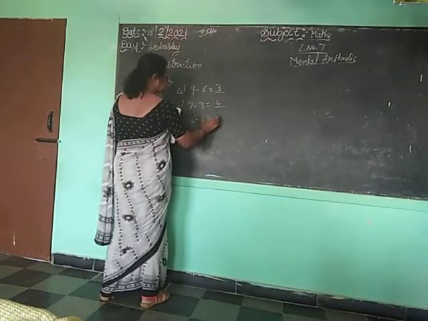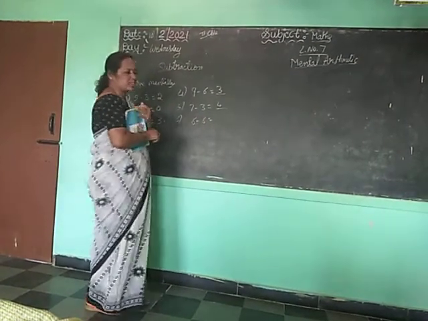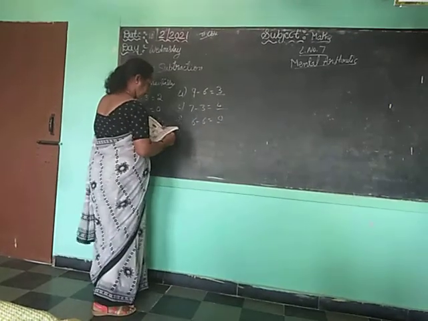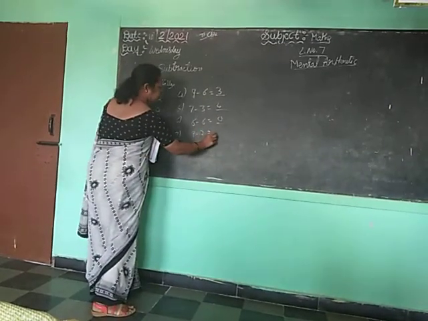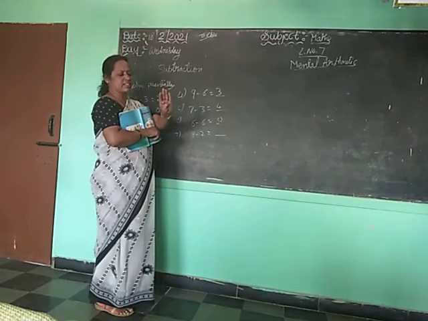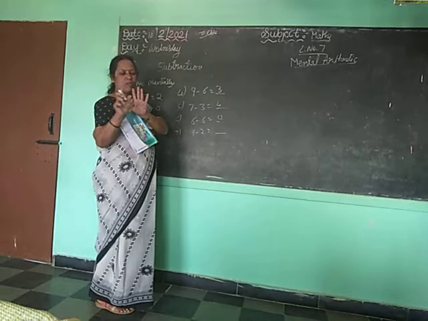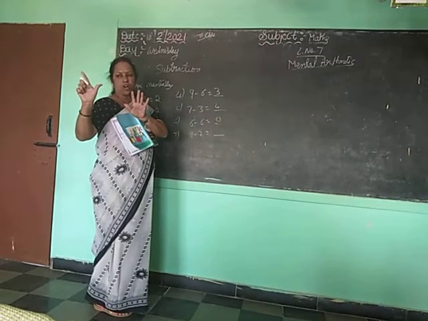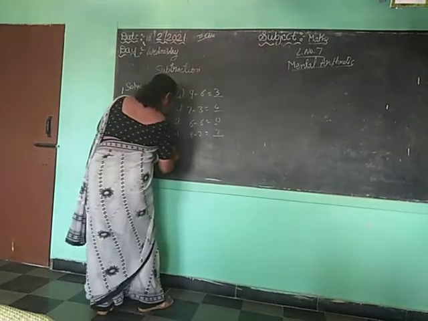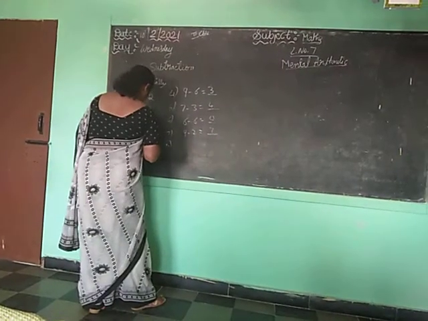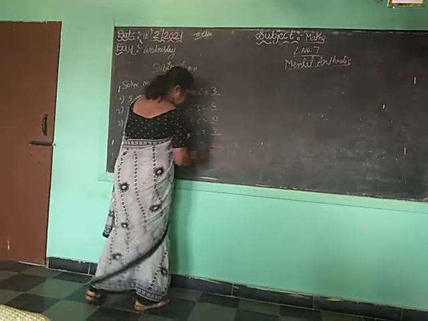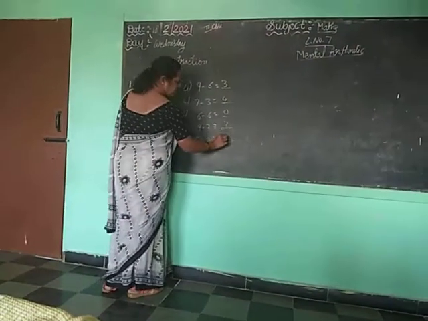6 minus 6. 6 minus 6 is what? 0. 9 minus 2. After 2 count till 9. 3, 4, 5, 6, 7, 8, 9. How much is this one? How much, children? 7. 5 minus 0. How much? 5 minus 0 is 5 only.